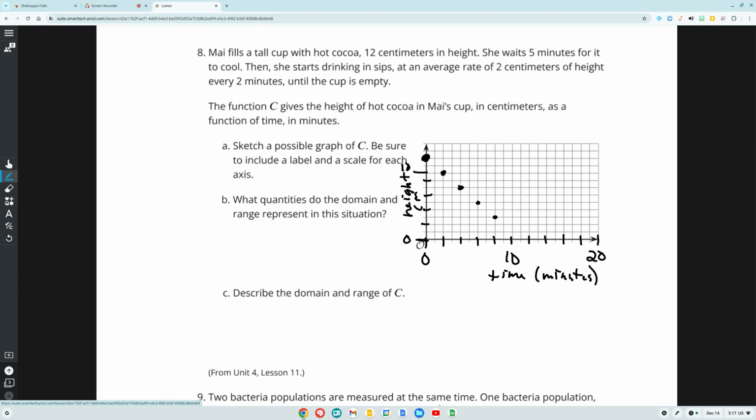if I could count, 2, 4, 6, 8, 2, 4, 6, 8. Oh, it would help if I could count, huh? Let's try this again.